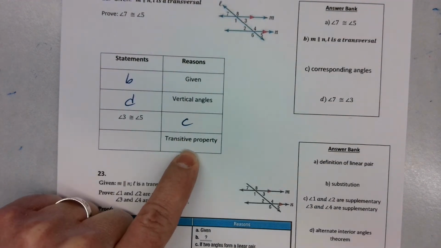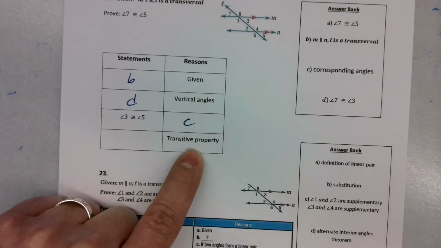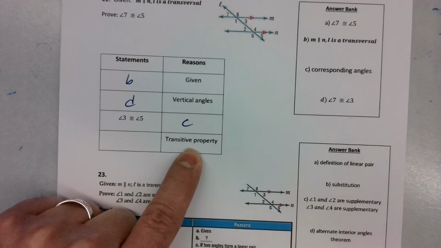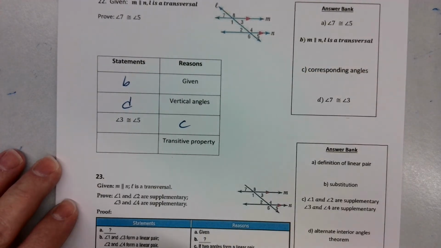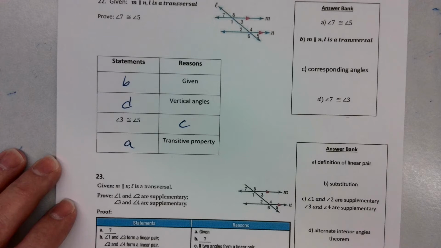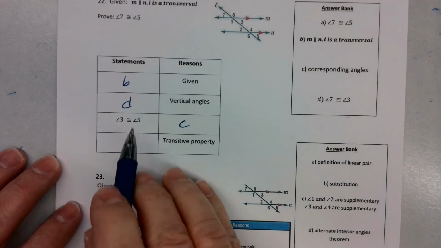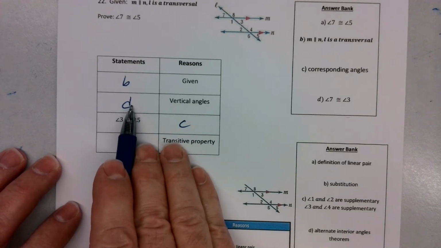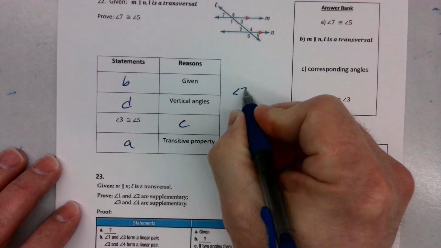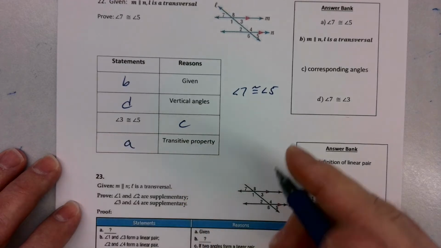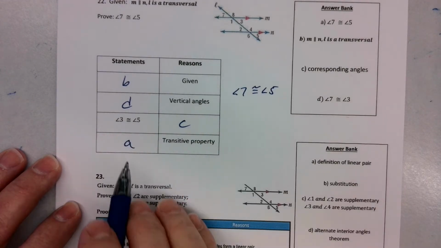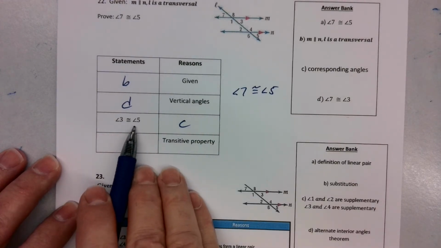And then the transitive property. We talked about this the other day, didn't we? Yeah. That has got to be what makes 7 congruent to 5. That's got to be A, right? And that goes back to what we talked about. If I look at D right here, D would have said angle 7 is congruent to angle 5, right? And that one, I probably would have needed to write that how.